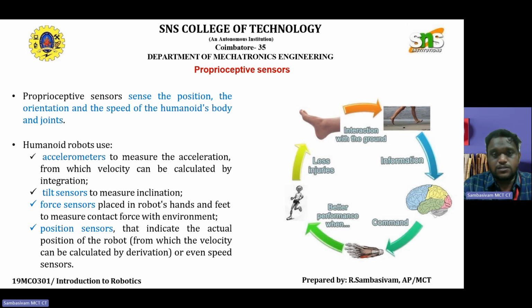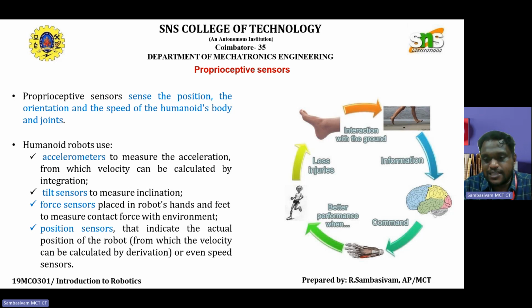The proprioceptive sensors sense the position, orientation, and speed of the humanoid body and joints. Humanoid robots usually use accelerometers to measure acceleration, from which velocity can be calculated by integration. Similarly, tilt sensors measure how much inclination has been obtained. Force sensors are placed in a robot's hands and feet to measure contact force with the environment. Position sensors indicate where the object is positioned, from which velocity can be calculated by differentiation, or even by the use of speed sensors.